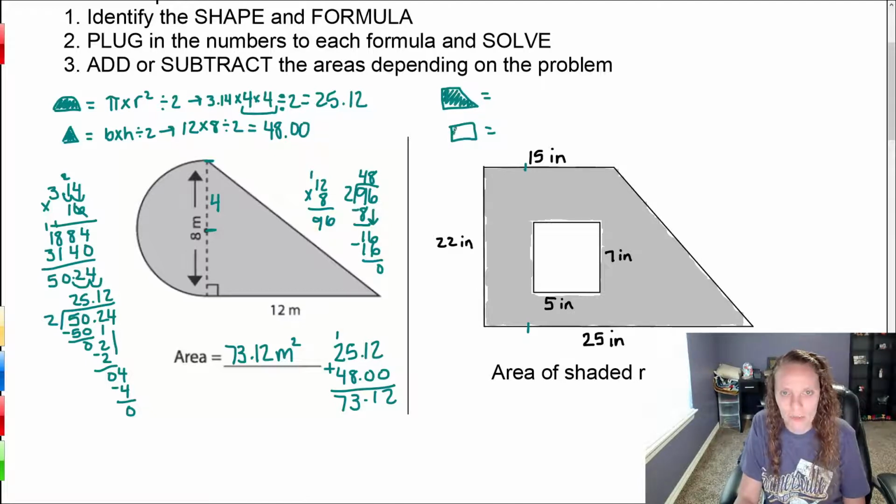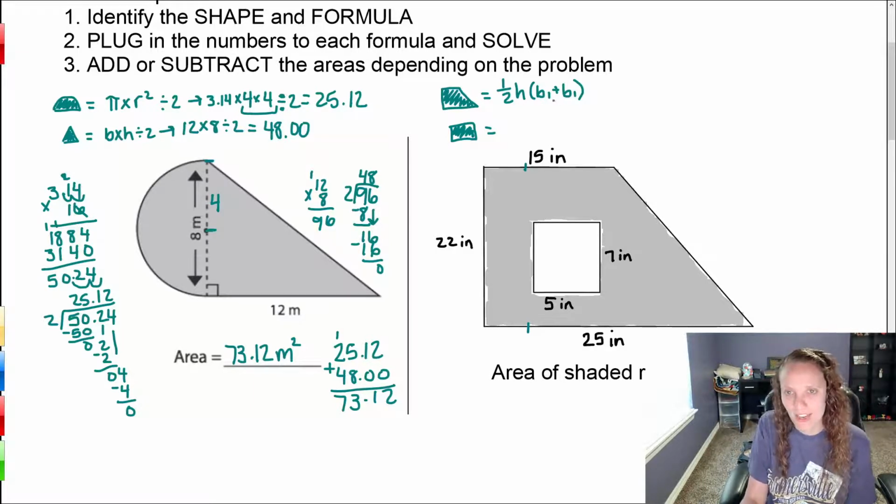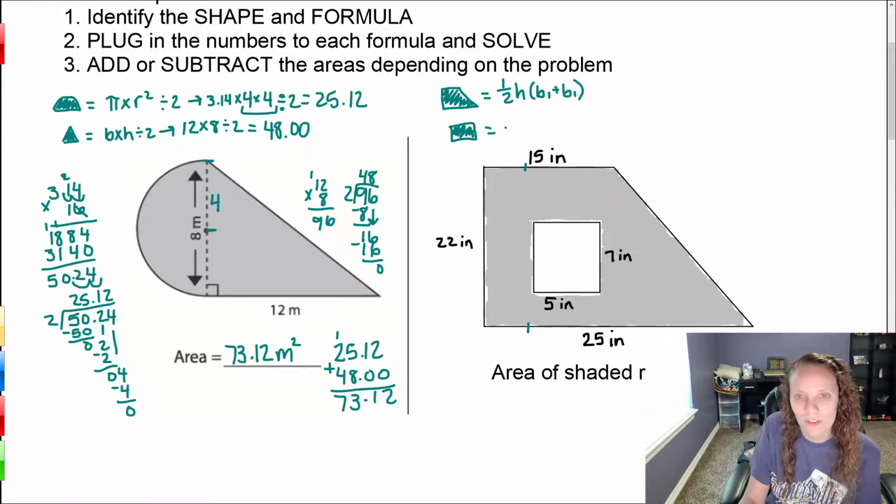Alright, for the trapezoid, if you can recall from the other day, our formula is 1/2 times the height, and then we add the two bases together. Remember how I said it's a lot like a triangle, base times height divided by 2. This time, all we have to do is add the bases together, multiply it by the height, and then divide by 2. Now for the rectangle, that formula is just base times height.